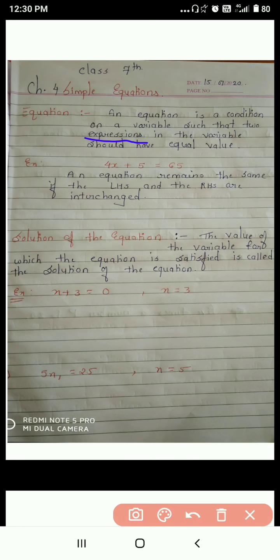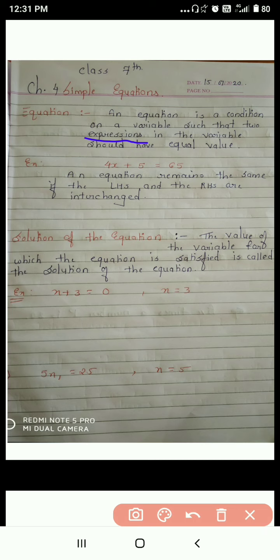Expression. Are you remembering where you studied about the expression? Yes. In your class 6th, you have studied about algebraic expressions, and the same thing we are talking about here, expressions. So what is an expression? An expression is made by a number and a variable.